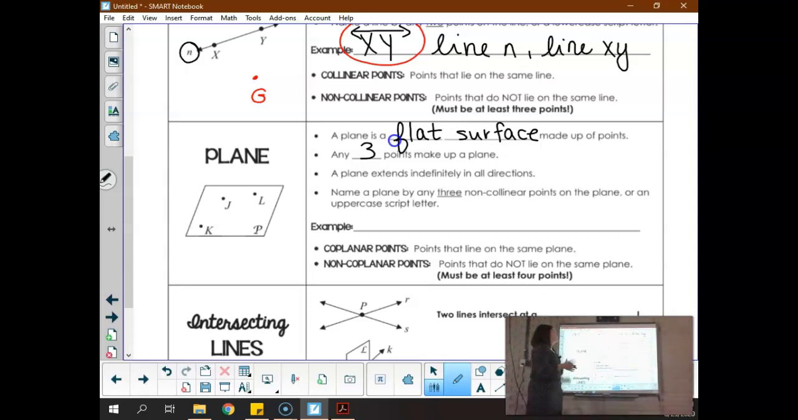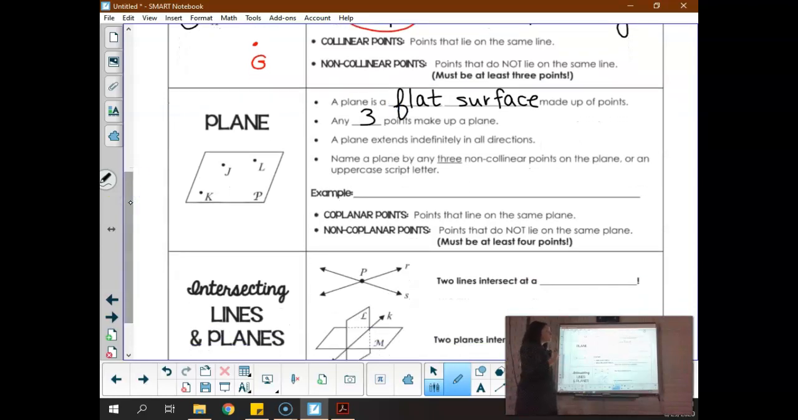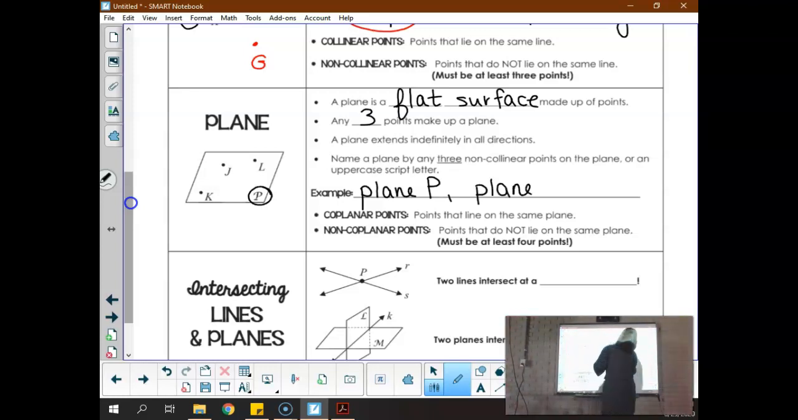So think in terms of like this lovely fake brick wall in my basement. All right, if this were considered a plane, it would keep going in both directions forever and ever and ever. All right, so on this one, it says name a plane with any 3 non-collinear points and a script or an uppercase script letter. So you see this little fancy script letter? You could name this as plane P and call it a day. You can also name it plane K, J, L. And the order of these 3 don't really matter.